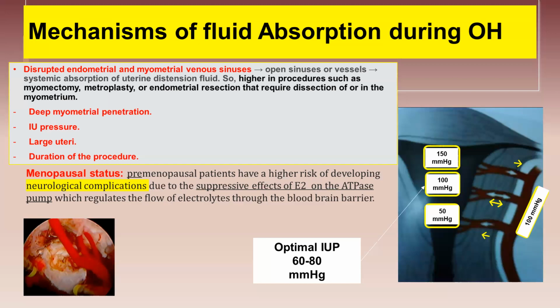Importantly to know that the patients subjected to hysteroscopic surgery, if she is young with estrogen in her system, this estrogen has suppressive effect on its pump, which regulates flow of electrolytes through the blood-brain barrier. So being young age or premenopausal is another contributing risk factor for increased fluid overload due to the affection of the centers regulating the flow of electrolytes through the brain barrier.